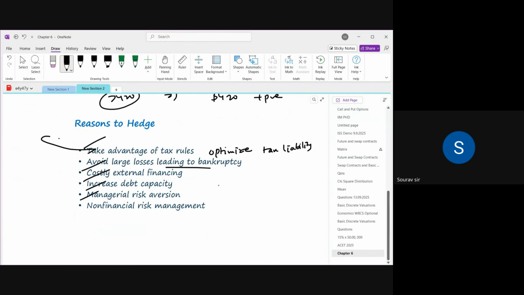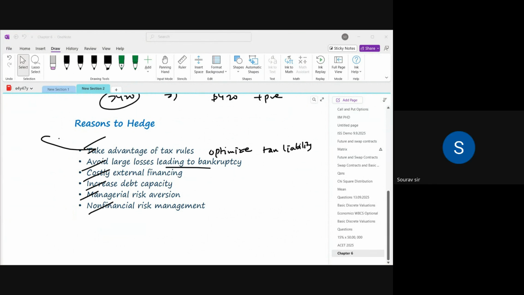Managerial risk aversion: managers often dislike uncertainty. Non-financial risk management: beyond finance, firms face operational risk. So hedging provides stability in planning, production, pricing, and supply. It's not just about making profit. It's about protecting value, improving stability, lowering financing cost, and reducing exposure to unexpected shocks.